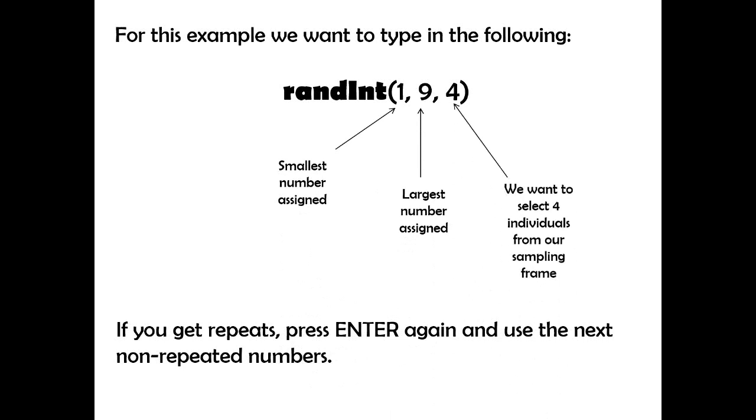Now, one thing where students run into a lot of trouble in this class and on the AP exam is not defining what your numbers in your calculator command mean. So it's okay to say use rand_int 1, 9, 4, but you need to explain what is the number 1, what is the number 9, and what is the number 4, with 1 being the smallest number assigned, 9 being the largest number assigned, and selecting 4 individuals.